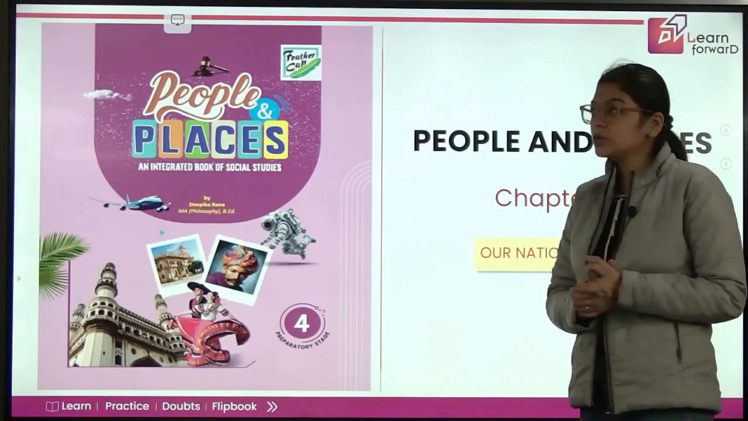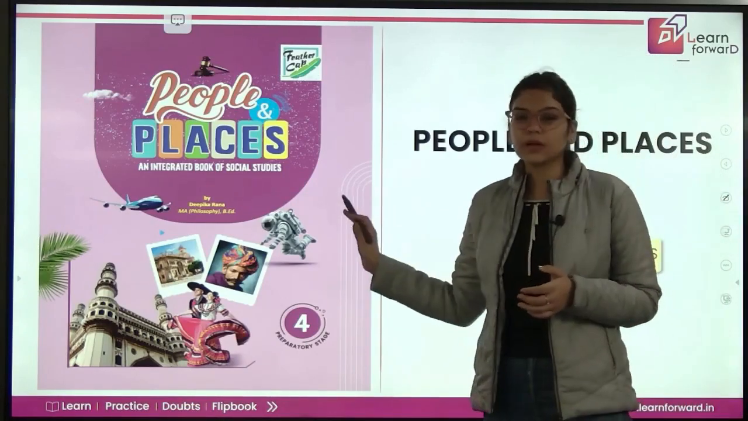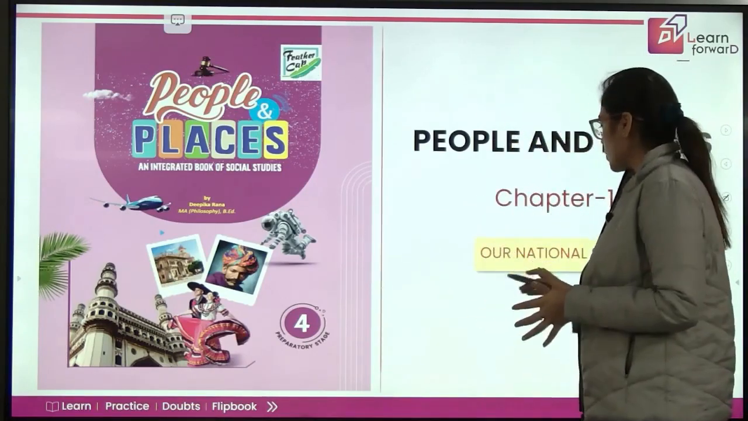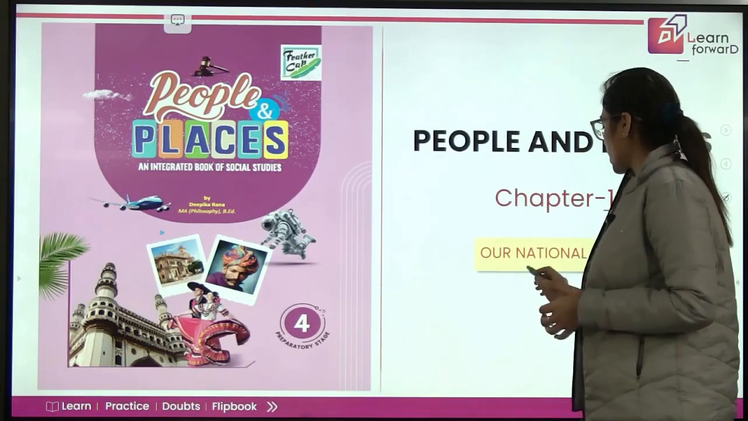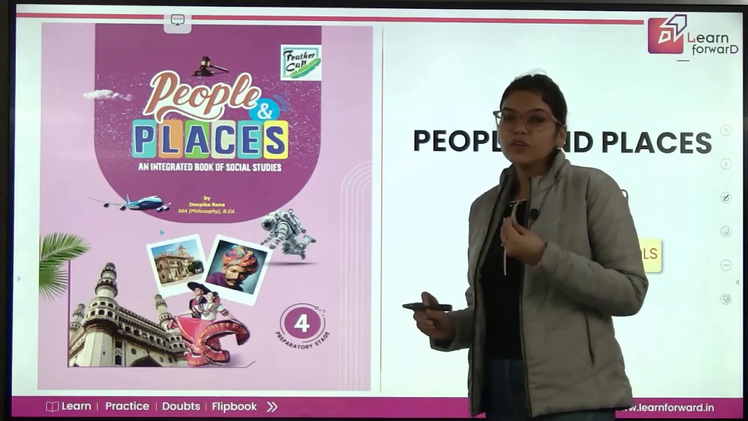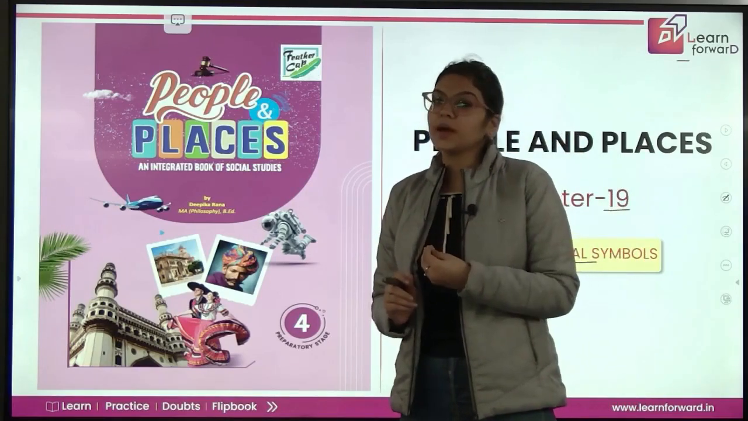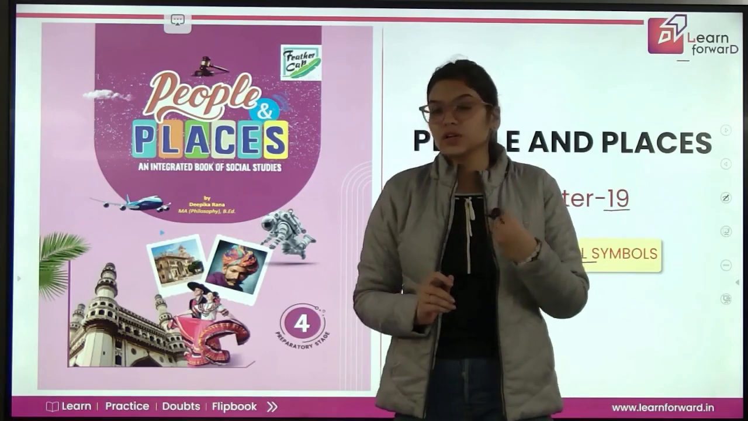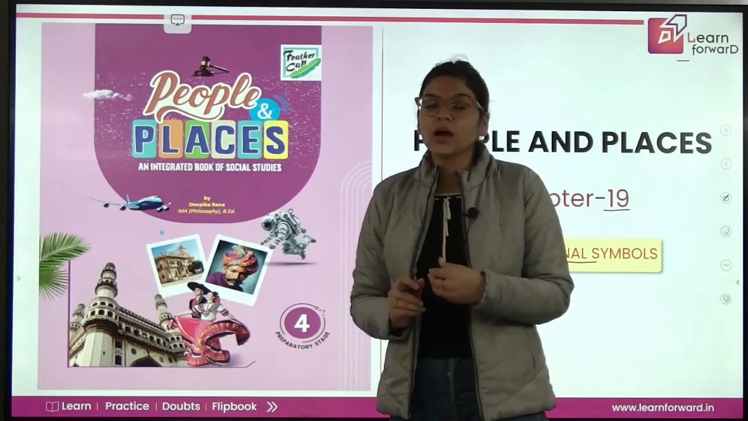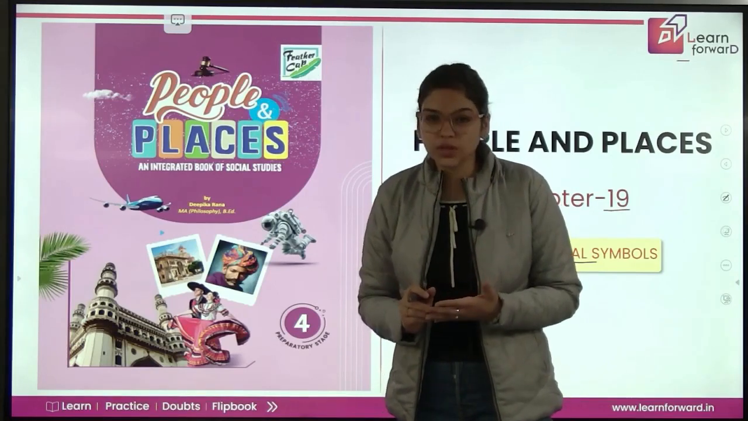So we are back on your favorite learning platform, Learn Forward, and we are going to study from People and Places. Class 4, chapter number 19, last chapter, our national symbols. So we feel the oneness in the country. How? Because we have some national symbols, we have national anthem, we have national song. As we know that our national anthem is Jana Gana Mana and national song is Vande Mataram.